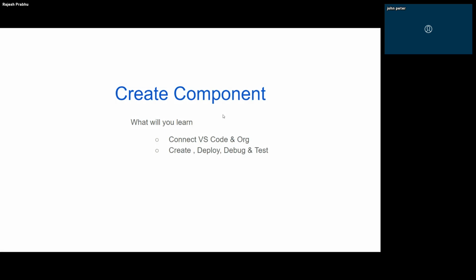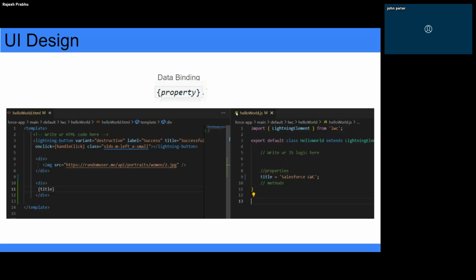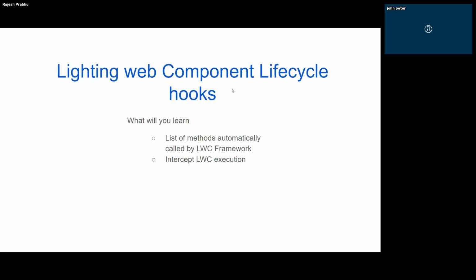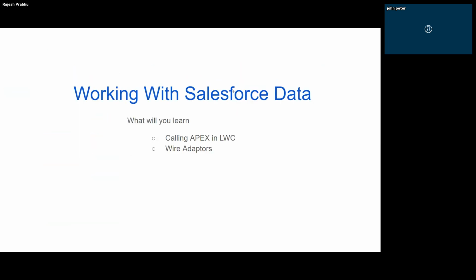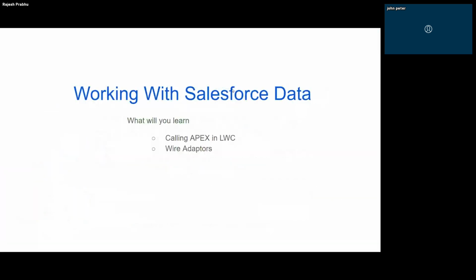Anatomy, how to create a component, adding a component to a Lightning page, data binding, so how you are able to access a Salesforce record. We'll also talk about Lightning lifecycle hooks and how they are used in the implementation. Then, talking about data again, how I can use Apex code, etc. We'll do all these things in our session today.